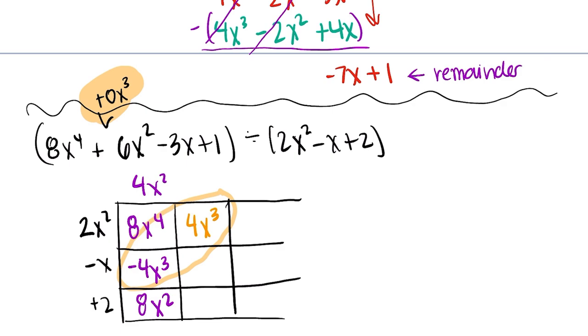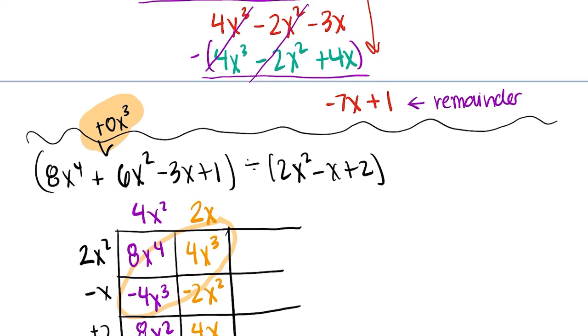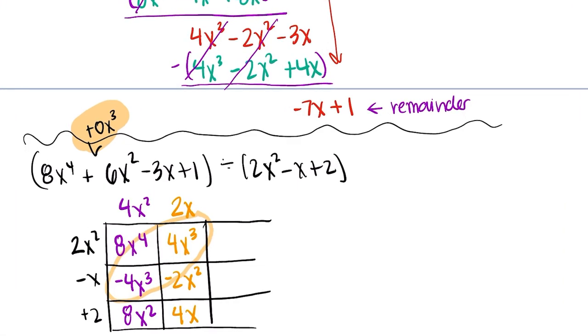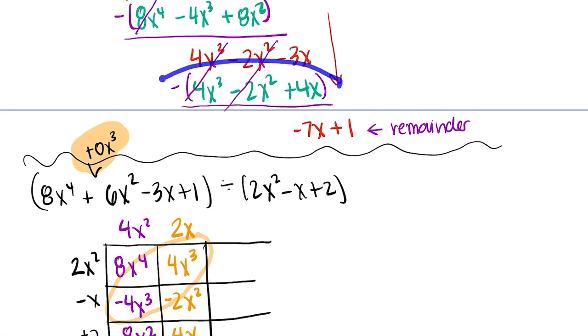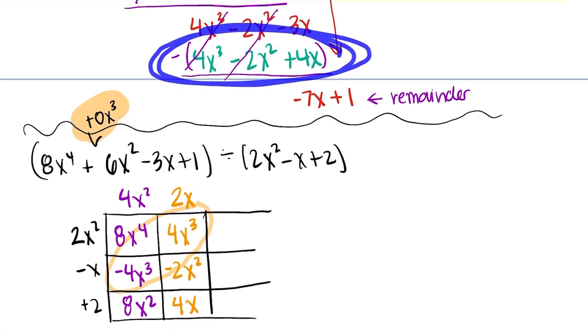So I'm going to say, okay, what do I have to multiply the 2x squared by to get 4x cubed? 2x. Multiply by a 2x. And then I'm going to go ahead and just multiply down. So 2x times negative x would be negative 2x squared. 2x times 2 is 4x. Which if we come back and look at the long division, that's what we had right here.